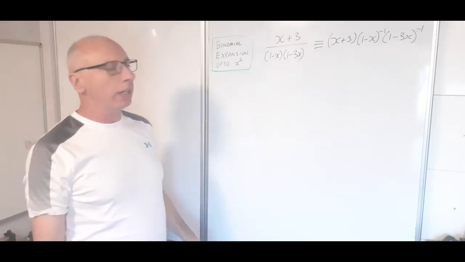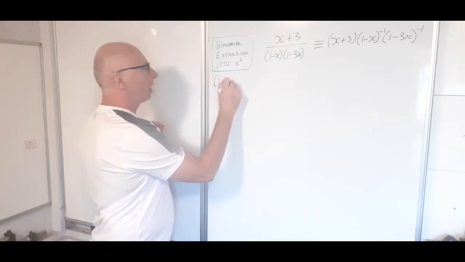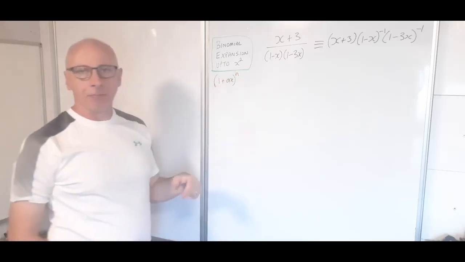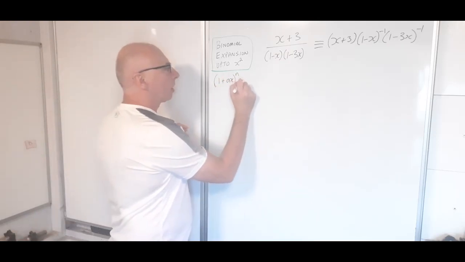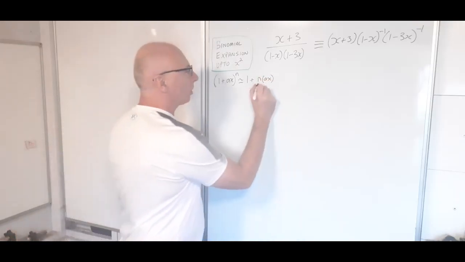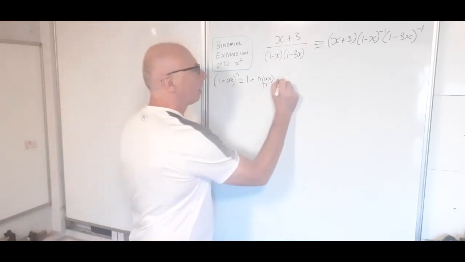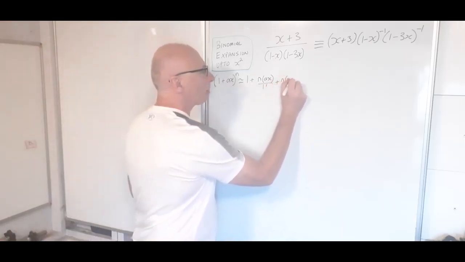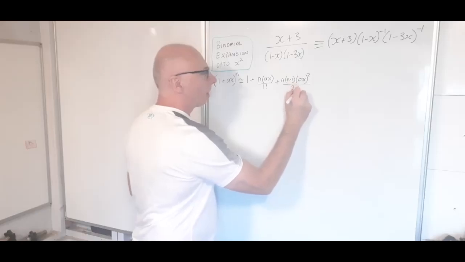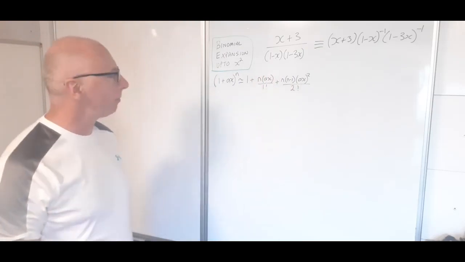Now the binomial expansion formula looks like this. So 1 plus ax to the power of n is equivalent to 1 plus n times ax, and then that's divided by 1 factorial. Just write these up in their sequence. Then the next term along, I've got n times n minus 1 times ax squared this time over 2 factorial. So that's kind of the pattern that it takes, and keep going on with that kind of pattern.